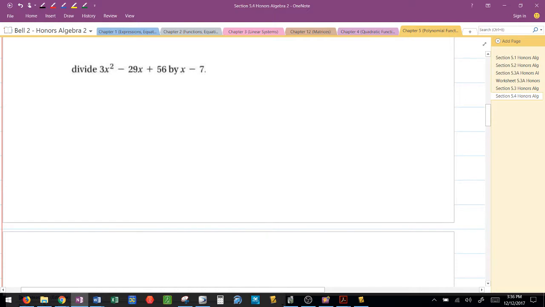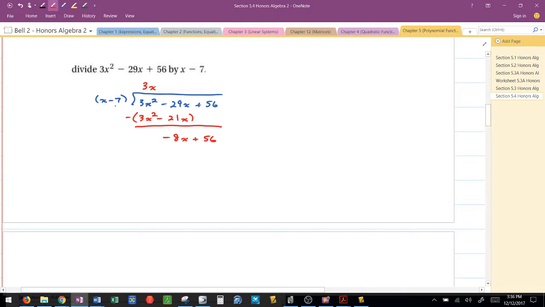So let's try another one here. x minus 7 is going to divide into 3x squared minus 29x plus 56. What times x gives me 3x squared? That would be 3x. Distribute 3x: 3x squared minus 21x. Subtract that row away. That leaves me with negative 8x plus 56.